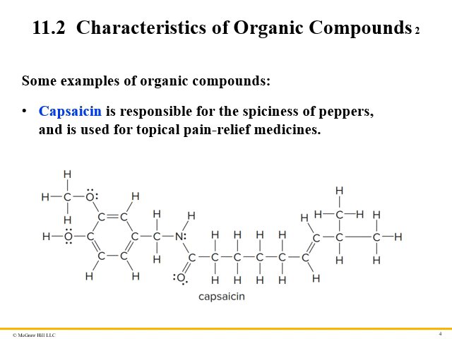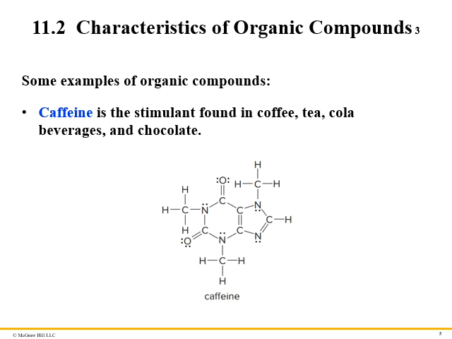Other examples of organic compounds include the molecule capsaicin. That is the molecule that is responsible for the spiciness of peppers, and it is also used for topical pain relief. You can see the molecule has a lot of carbon atoms, a lot of hydrogen, and a few others such as oxygen and nitrogen as well. Caffeine is another example of an organic molecule. It is the stimulant found in coffee, tea, soft drinks, and chocolate, just to name a few. And again, you can see the abundance of carbon atoms across the entire molecule.